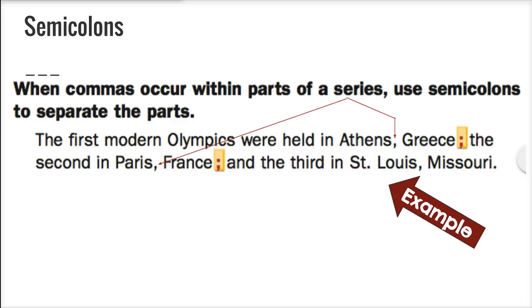Also, when commas occur within parts of a series, use semicolons to separate the parts. So here we've got a comma between Athens and Greece, and it's part of a list of places. So Athens, Greece; Paris, France; St. Louis, Missouri. But because we're using commas to separate the city from the country, then to separate each section, we're going to use a semicolon instead of a comma.